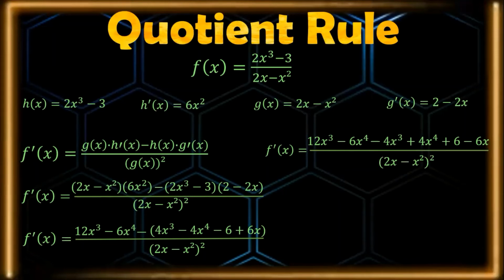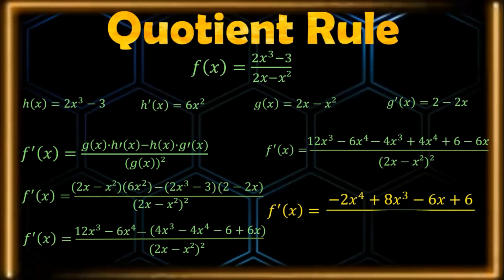Then simplifying like terms, we can combine negative 6x to the fourth and 4x to the fourth. And we can also combine 12x cubed minus 4x cubed. So the derivative of the given function is negative 2x to the fourth plus 8x cubed minus 6x plus 6 all over the quantity of 2x minus x squared, quantity squared.